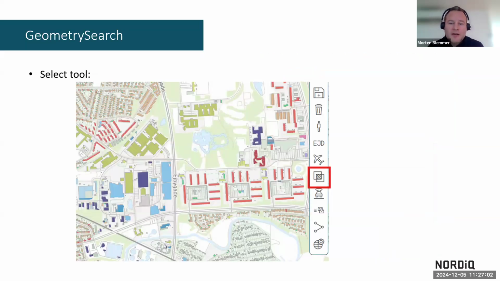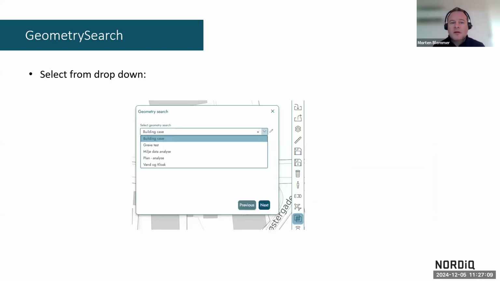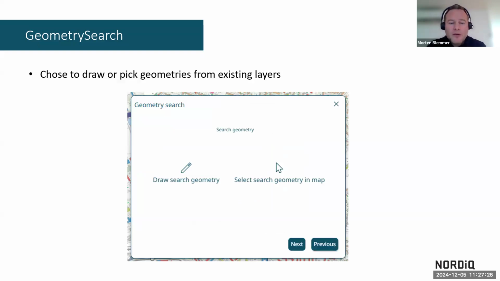So you activate the tool by selecting it from the toolbar, and then you choose from the drop down which one you want to do. You can make one for planning and for environmental data, and this one is for this building case. So that's a really common analysis to do. And then you can either draw a geometry, or you can select a geometry from the map.